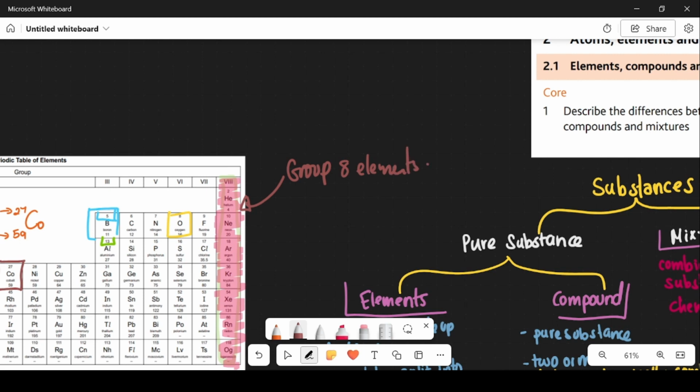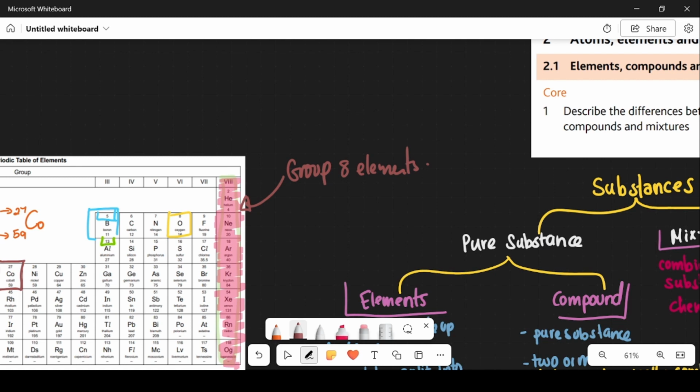So what is actually different about them? Why do we talk about them quite a lot? Group 8 elements are different, and the reason they're different is, and they're called noble gases, is because they are unreactive.